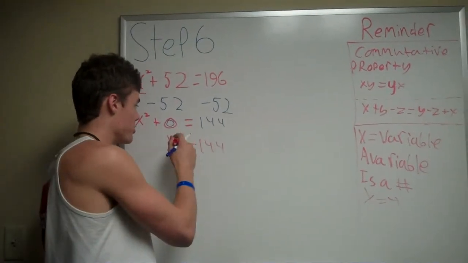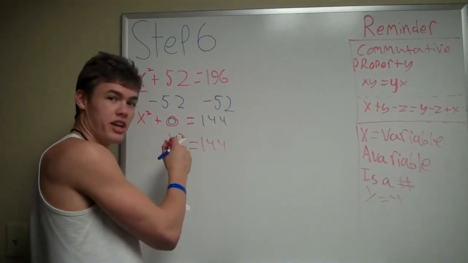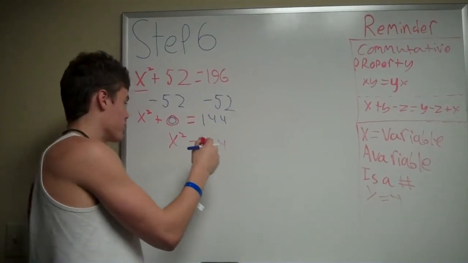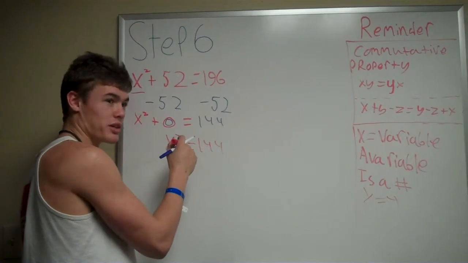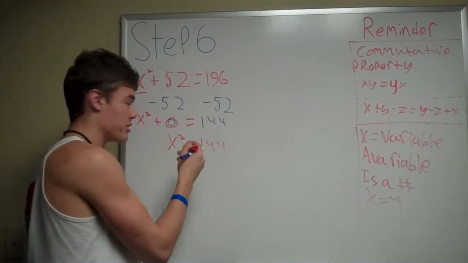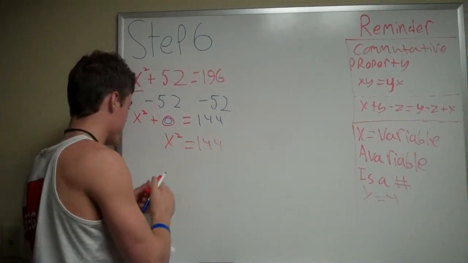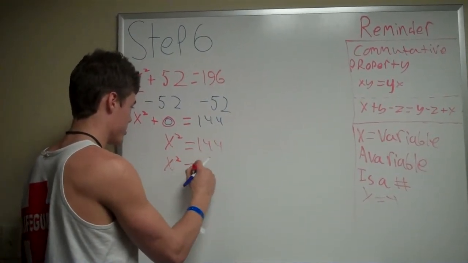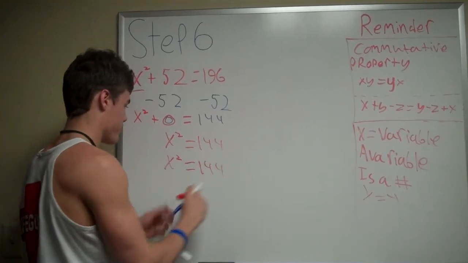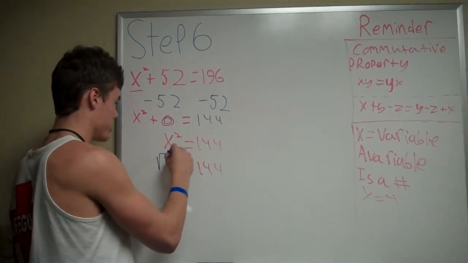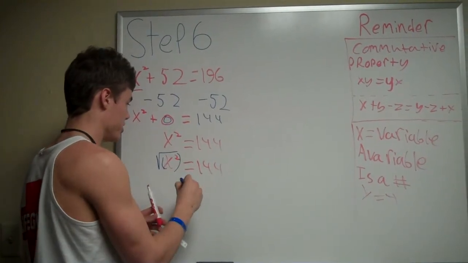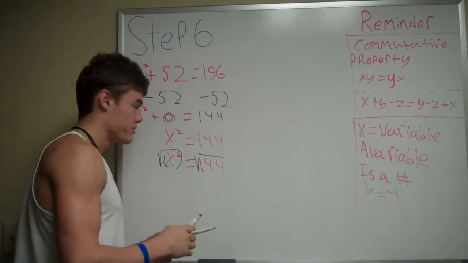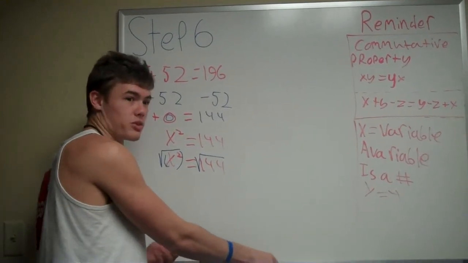Now, as you can see, there's a power of 2 over this x. And to get rid of that power, we have to do something to both sides again. We have to do the opposite of what that power is doing, which is square rooting, or putting it in a radical. We'll do that. The square root of the quantity x squared equals the square root of the quantity 144. We did it to both sides, so they're still equal.